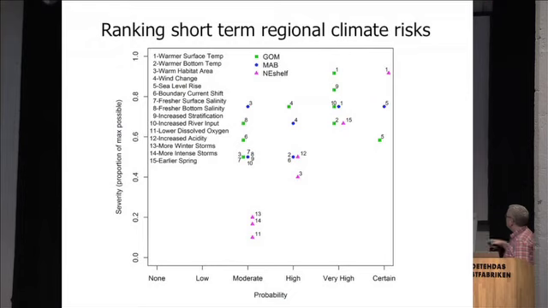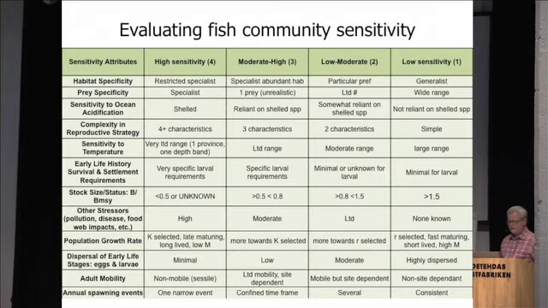And so what you can see here is that the one that always comes up to the top is surface temperature, which seems to have the most change compared to our baseline information, whereas things like winter storms, intense storms, and early spring or lower dissolved oxygen tend to fall on the lower side of their probability scoring. So that was the exposure factors.